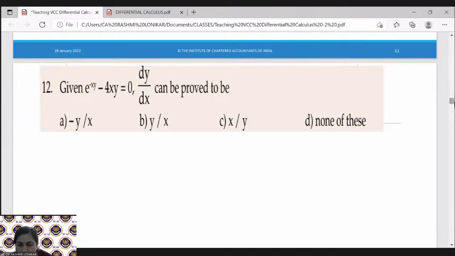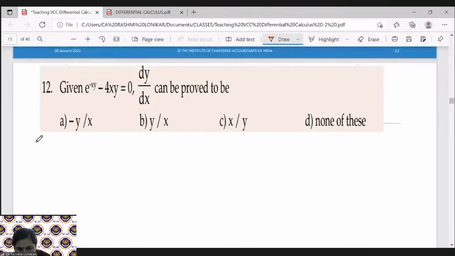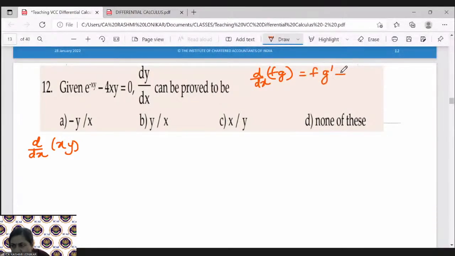So, what do I do over here? E raised to minus xy minus 4xy is equal to 0. Okay. So, I just find out what is d by dx of xy. D by dx of xy, I will use which rule? I will use the rule d by dx of f into g is equal to first function into derivative of second plus second function into derivative of first.